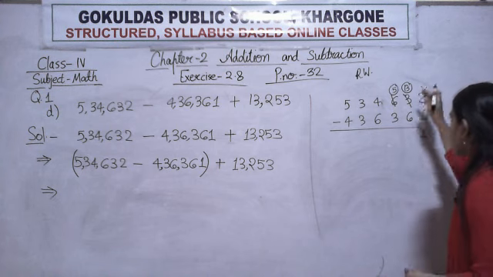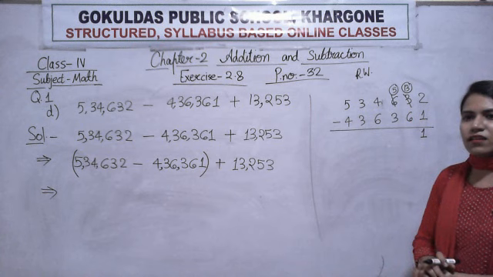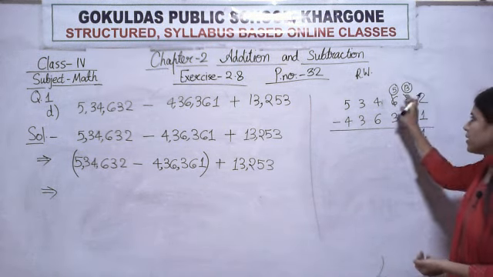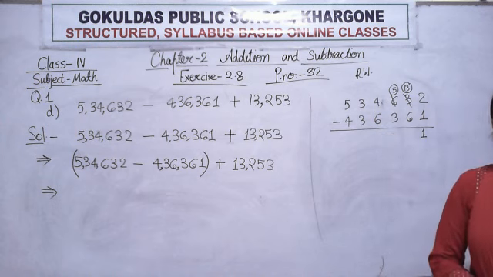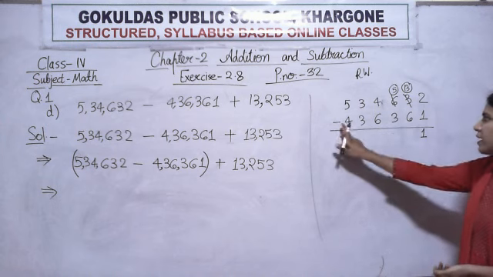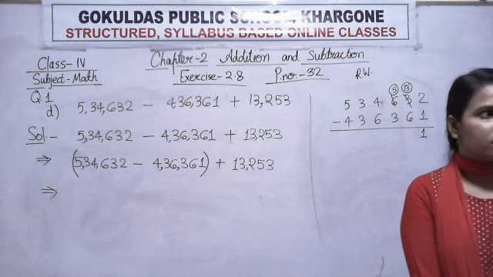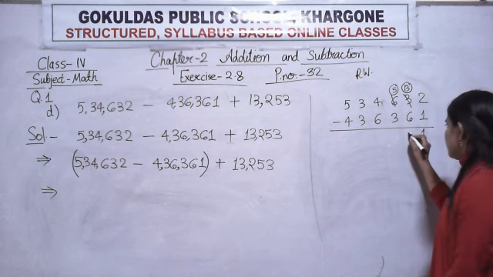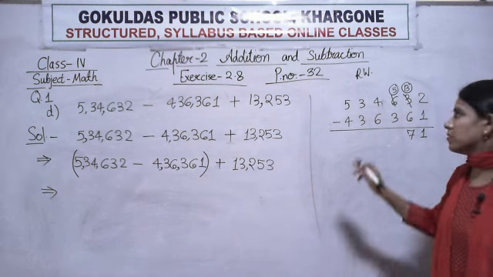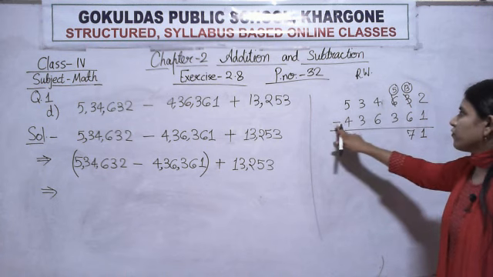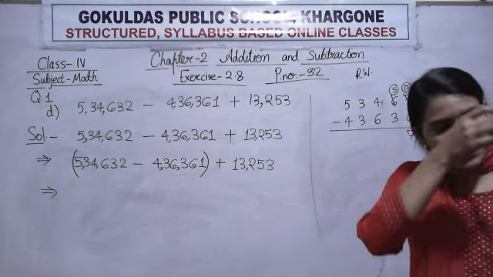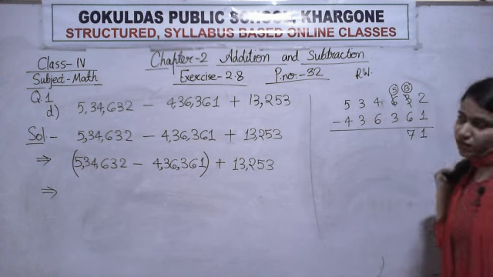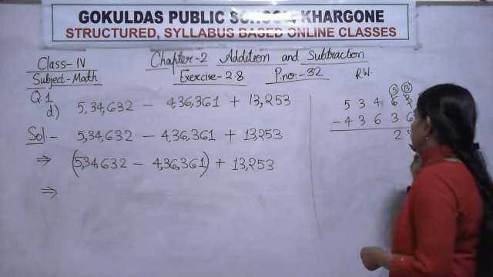Okay. Now solve this column. 13 minus 6. 13 minus 6 is, I am waiting for your answer. Solve it. 13 minus 6. Yes, 7 is the right answer. Now solve the next column. 5 minus 3. Tell me the answer. Yes, 5 minus 3 is 2.